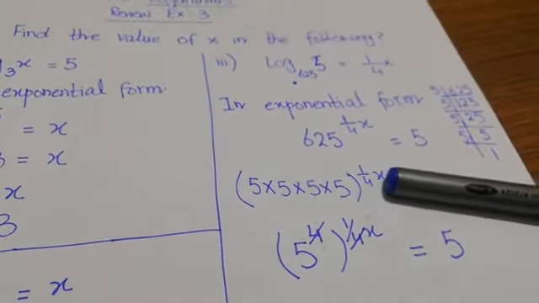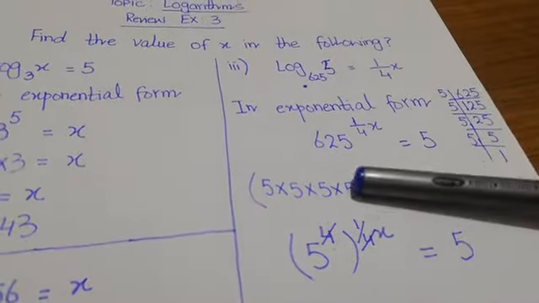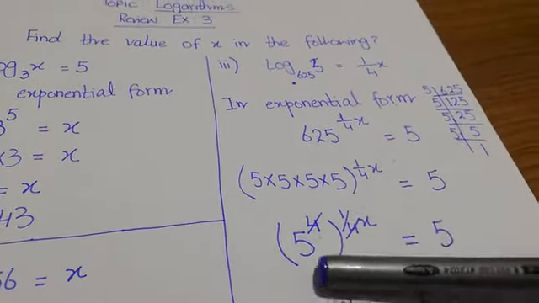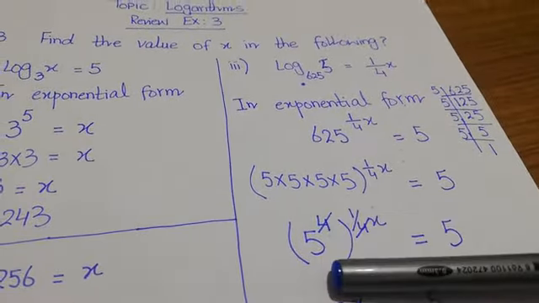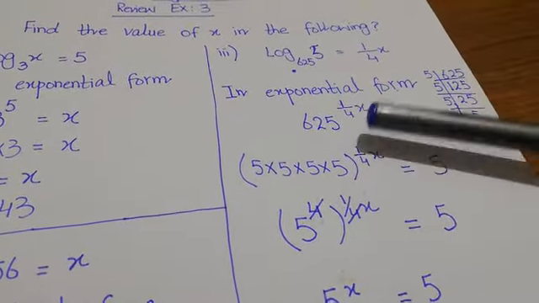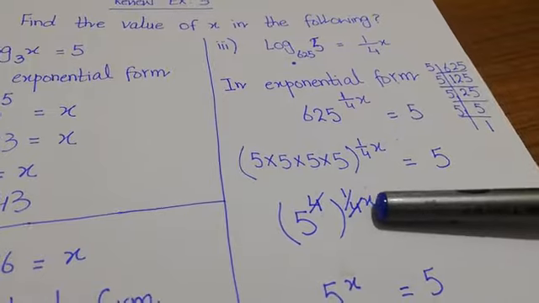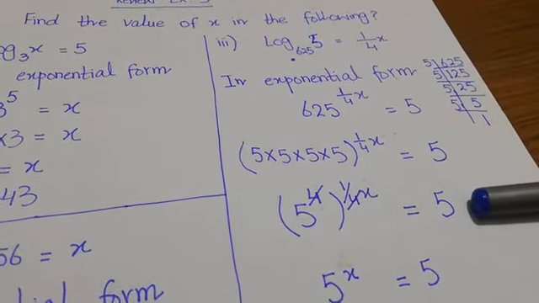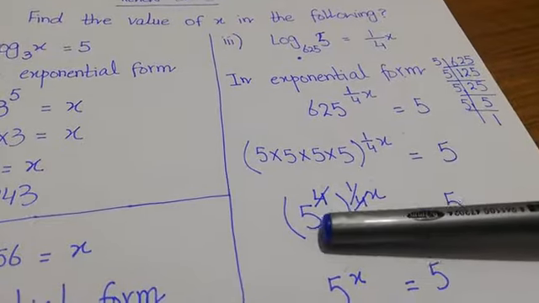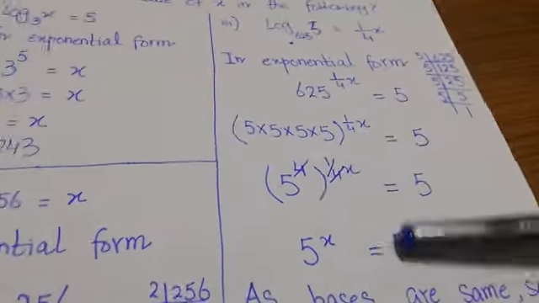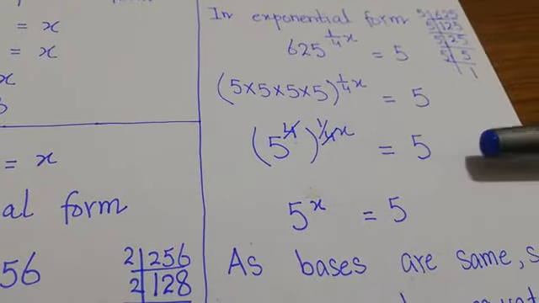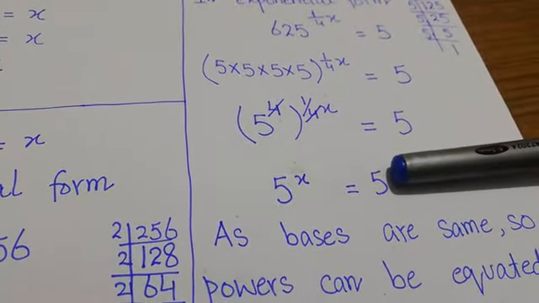Now, if you remember, the third step of this question is to write the factors in index notation. So I can write it as 5 power 4 because 5 is repeating 4 times. And this outside power 1 by 4 will remain as it is. And on the right hand side we have just 5. Now this 4 is cancelled by this 4. So what we have is 5 power x on the left hand side, and on the right hand side we have only 5.